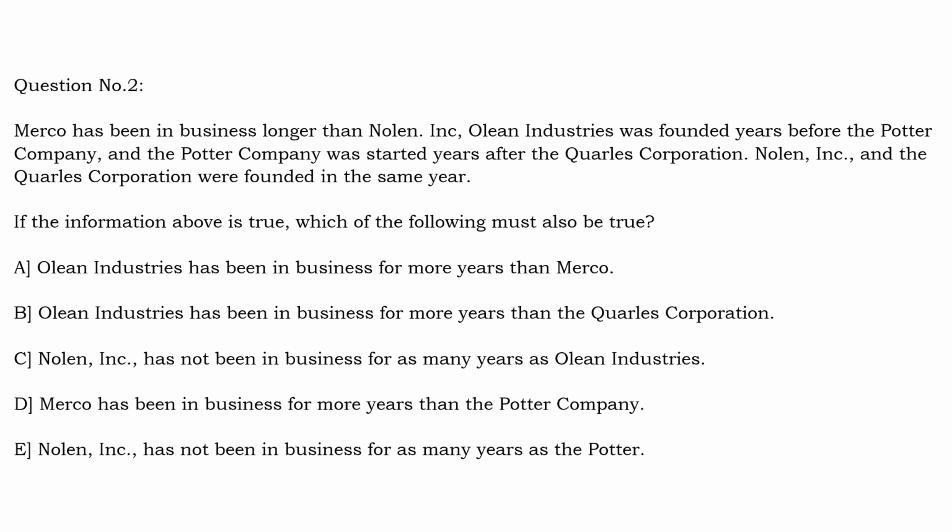So you have to use the information given in the passage for the arrangement. Let us not waste time thinking about the full names. You have Merco, Nolan, Olean, Potter, and Qualls. These are the companies that are available to us. So you can say M, N, O, P and Q.